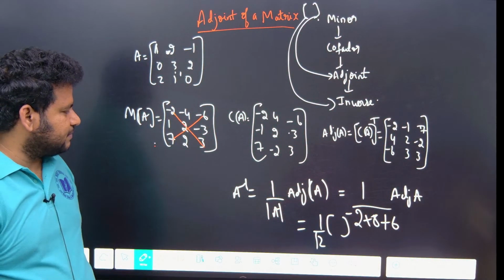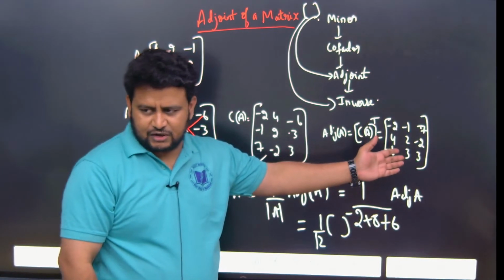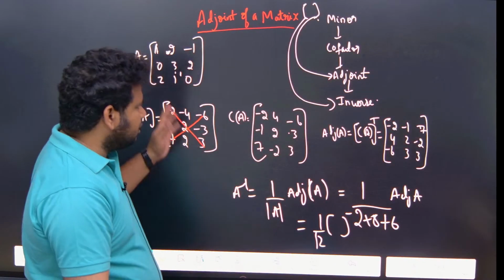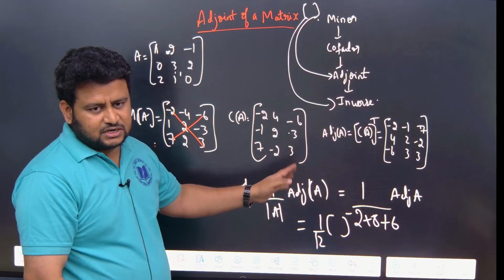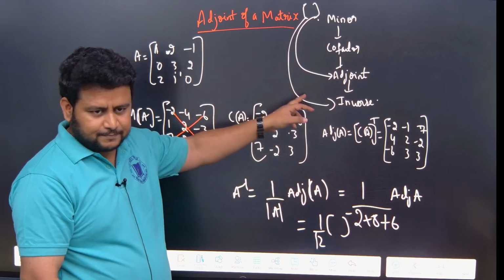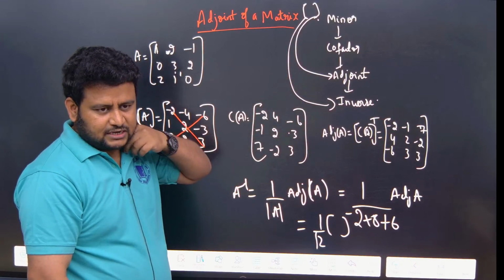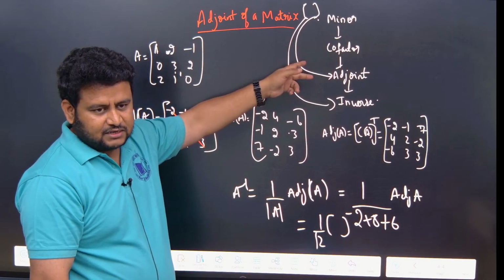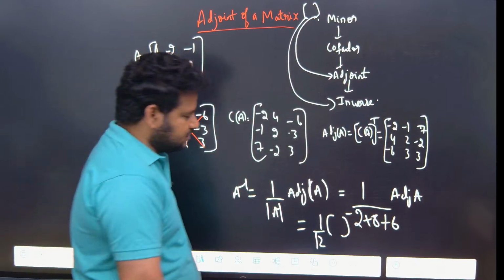1 by 12 into adjoint matrix, you will write it. Adjoint matrix already you have it here. Clear? So how we got it? First minor, then cofactor, then adjoint, then inverse. Now I will tell you how to get the adjoint or inverse directly, without finding the minor and cofactor matrix. I will tell the shortcut. Okay, this is very important.